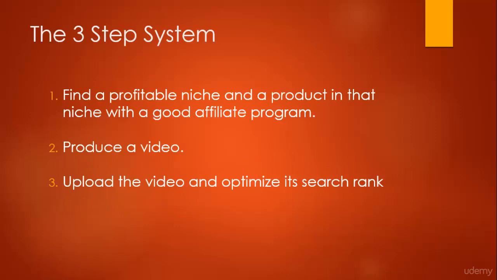The first thing you're going to do is find a profitable niche and a product in that niche with a good affiliate program. If you've gone through some of the other courses, then you should have a pretty good idea of how to do this. We're going to touch on it very briefly in this training just to make sure. If this is the first course you've gone through, then it's important that you do this right from the start.